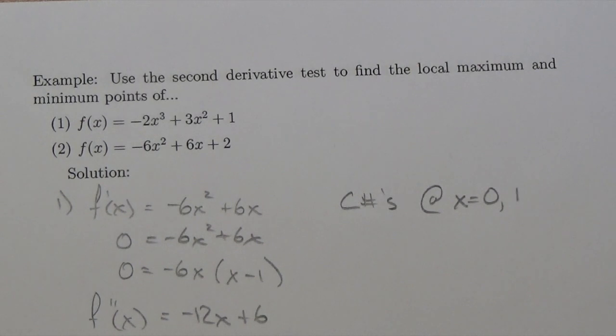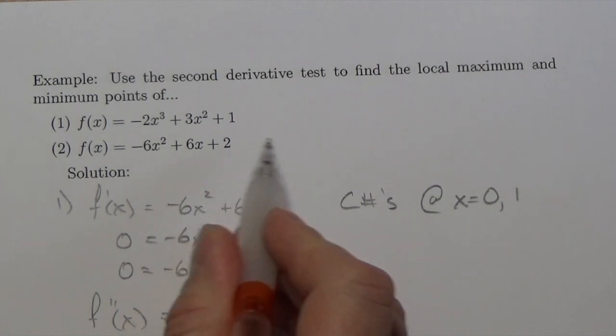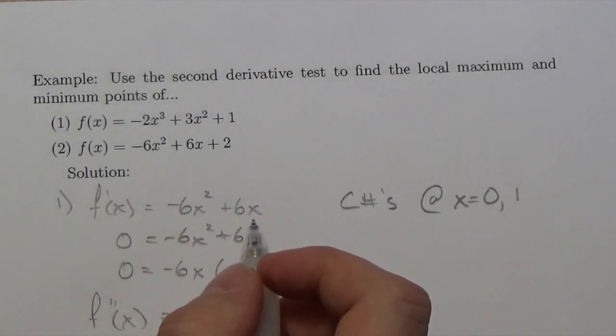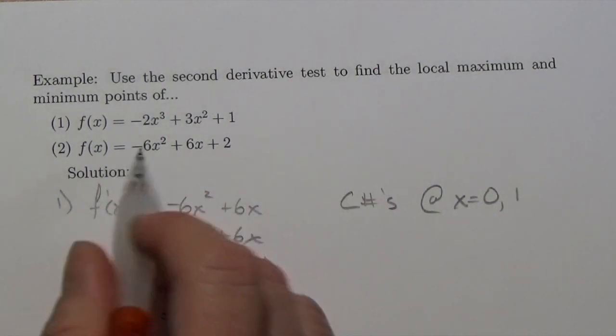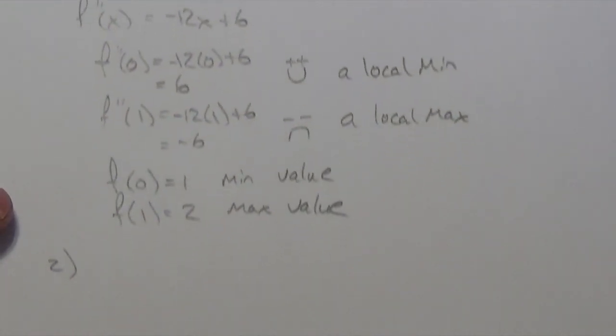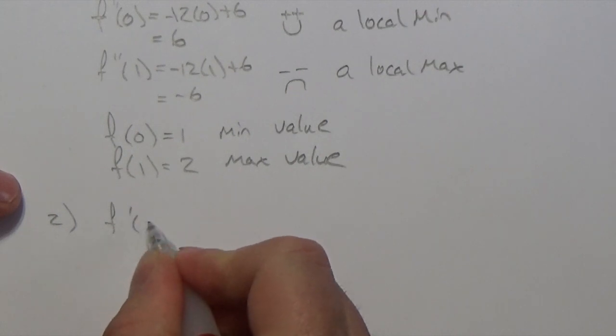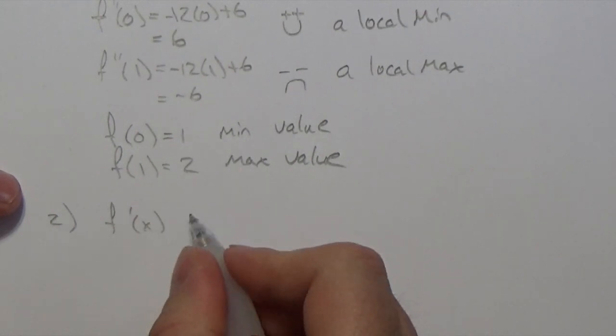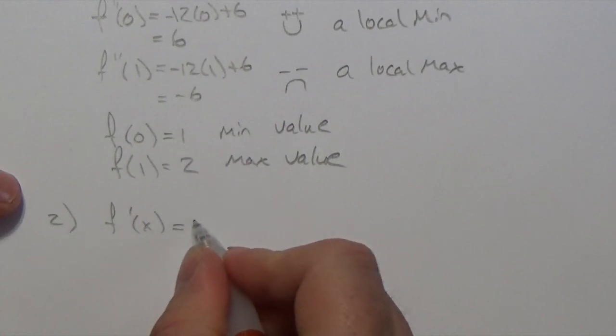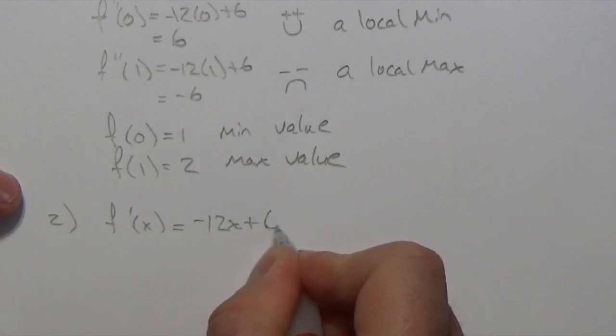So I'm going to make a prediction right now that when I get my critical number and plug it into the second derivative, I suspect that my second derivative is going to be negative, to tell me that it's going to be concave down, or convex if you want to think of it that way. So let's just take a look and verify that. My first derivative of that function was negative 12x plus 6.